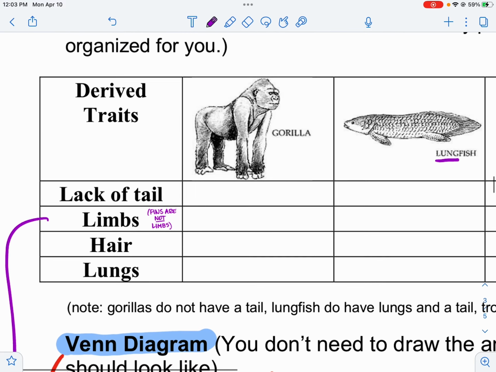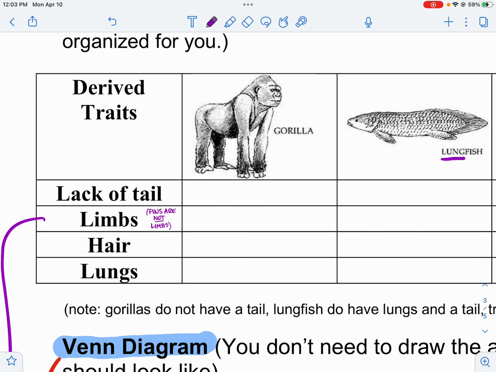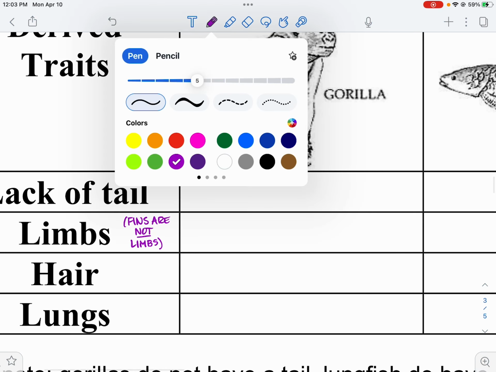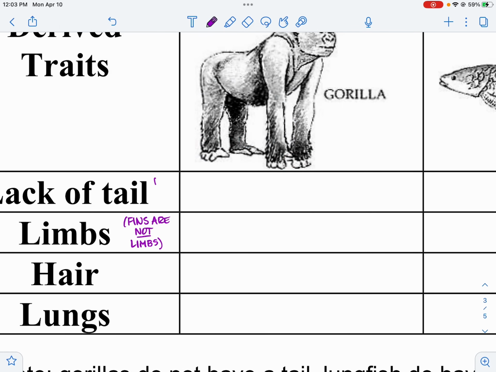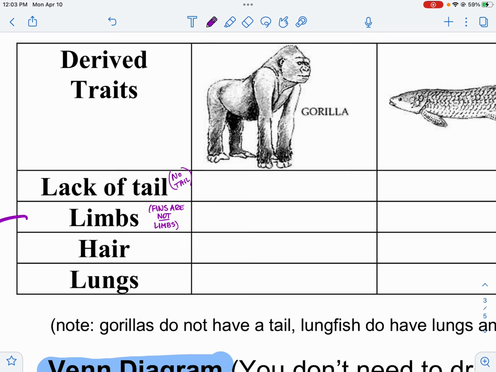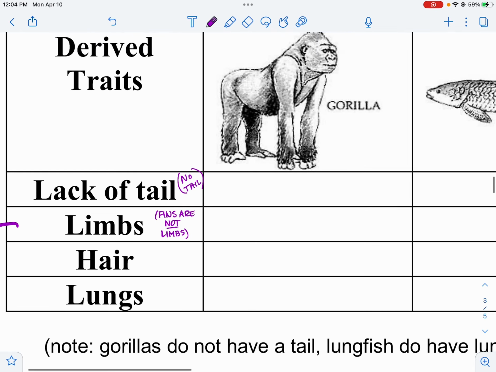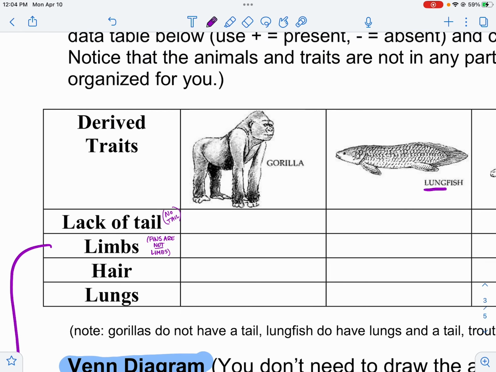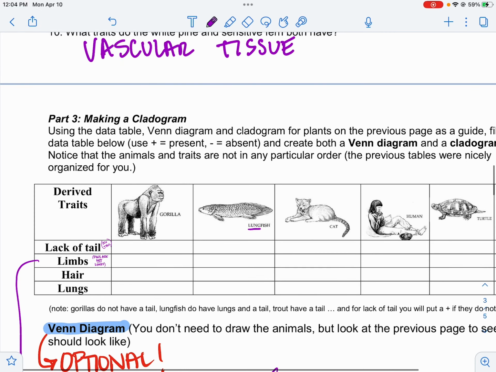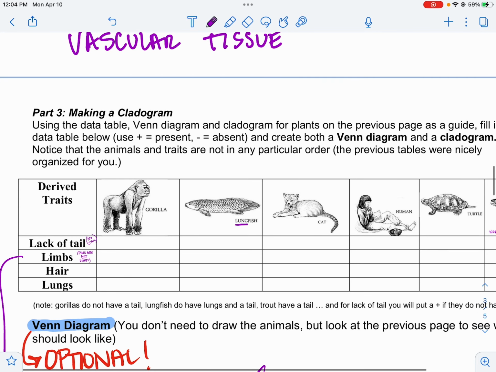So here are the derived traits you're going to be using. Lack of a tail, all right? Lack of a tail means that that organism has no tail. Okay, limbs, make sure you make a note. Fins are not limbs. So arms and legs are limbs. All right, and then hair and then lungs. Okay, so let's go across here. Let's do the lack of the tail one together, just kind of have an example.